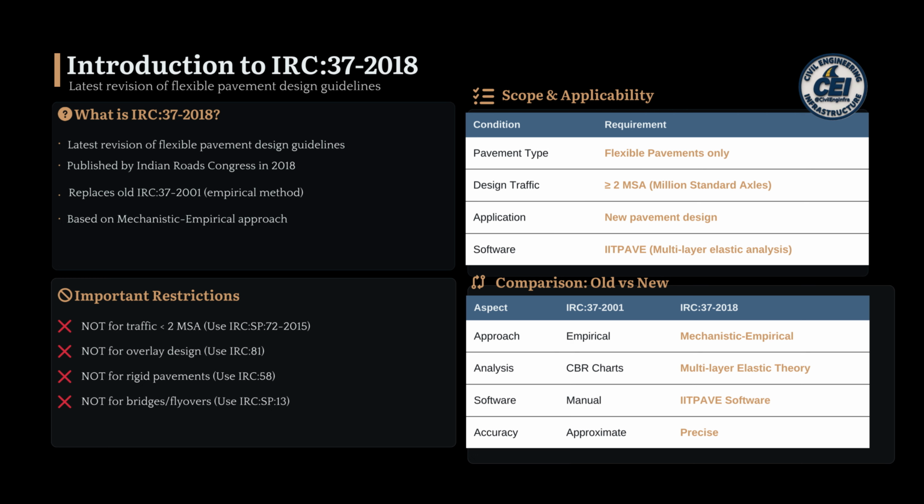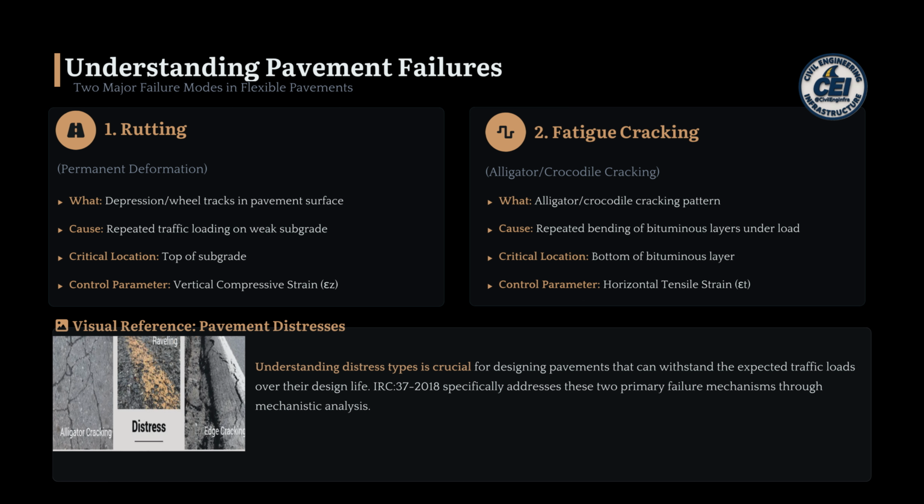Let's move ahead. Now let us understand how roads fail. Friends, in flexible pavements there are mainly two types of failures, and our entire design process aims to control these two. First, rutting, that is, wheel path depressions. When heavy trucks repeatedly pass over the same location, a permanent depression forms on the road surface, creating grooves along the wheel paths. This mainly happens due to weakness in the subgrade.